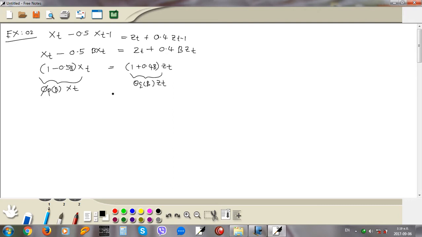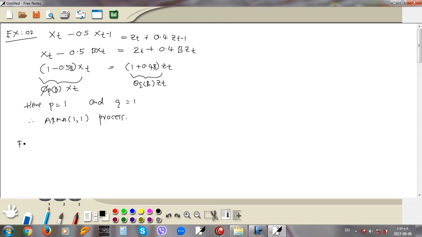And so here p equals 1, and q also equals 1. So therefore this is an ARMA 1,1 process. This is an ARMA 1,1 process.